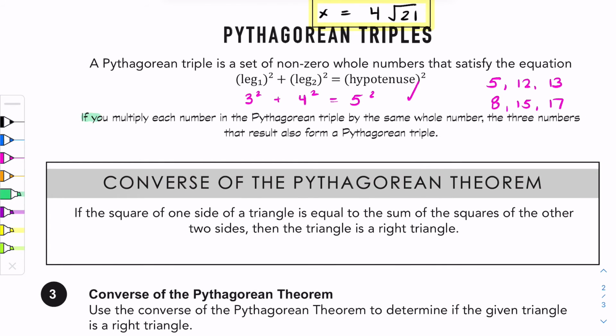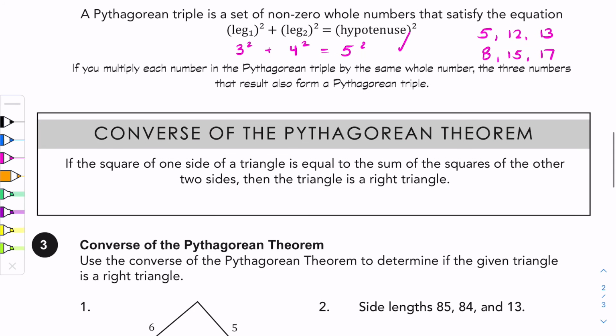Right here, this extra note says if you multiply each number in the Pythagorean triple by the same whole number, the three numbers also result in a Pythagorean triple. That means if you take these values and you multiply every number by, say, 2, that is also going to create a Pythagorean triple. Anyways, we'll get to more of those examples later, but let's scroll down to the converse of the Pythagorean theorem.